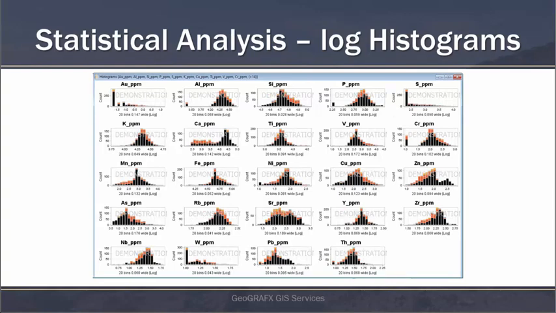This slide shows the elements transformed to log values, and you can see an improvement in the distribution of some of the elements, for example, copper. Based on a visual inspection and the skewness kurtosis values, 16 of the elements were transformed to log values for further work.